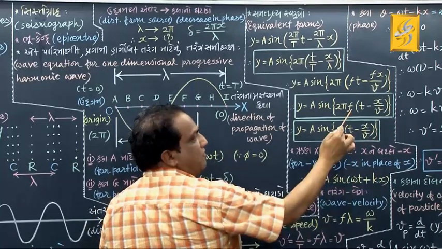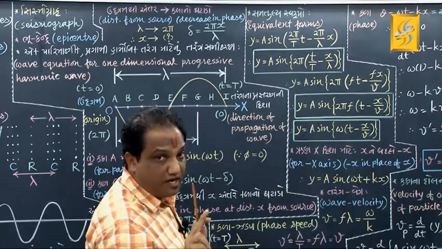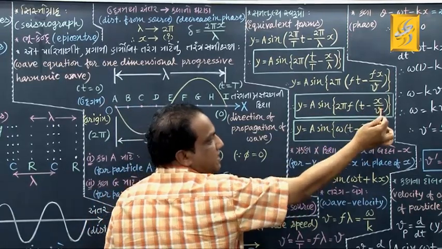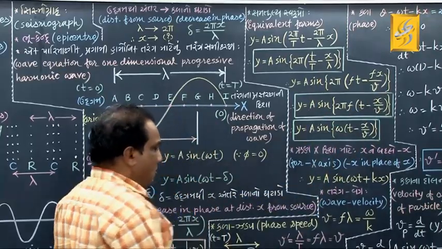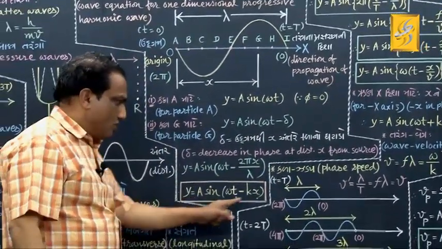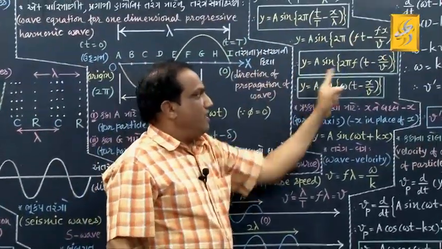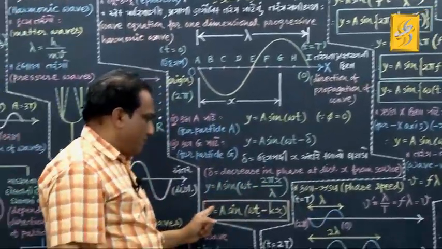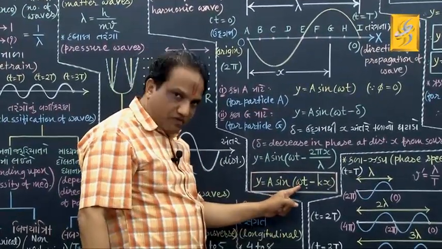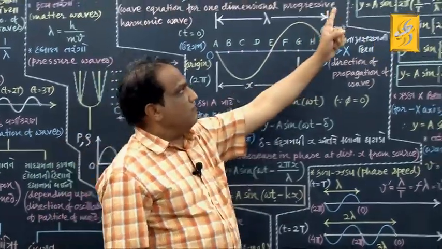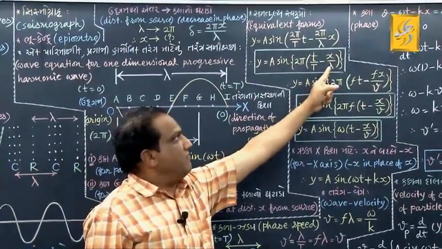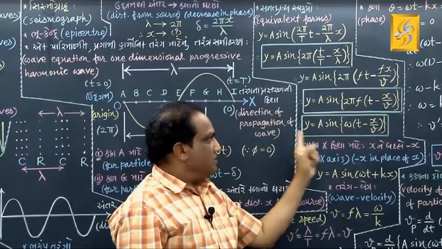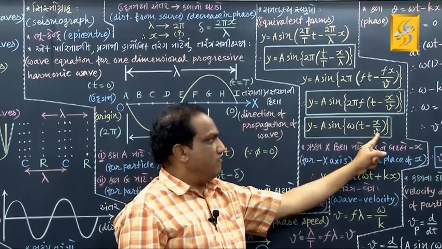And now tell me, frequency into 2 pi radian is nothing but angular frequency shown by the symbol omega into t minus x upon v. All these boxed equations are wave equations, but in terms of different physical quantities. This is the wave equation in terms of angular frequency and wave vector. This is in terms of periodic time and wavelength. This is in terms of frequency and wave velocity. This is in terms of angular frequency and wave velocity.